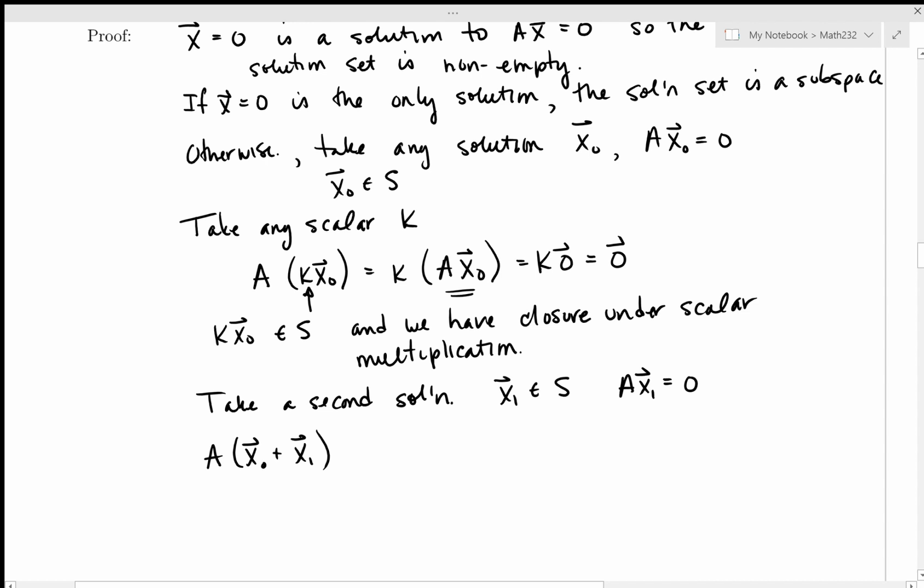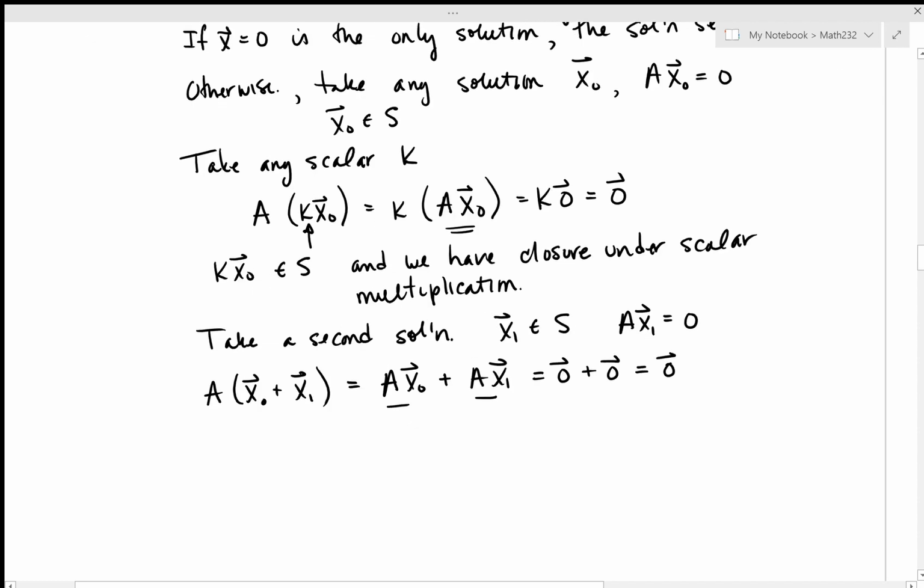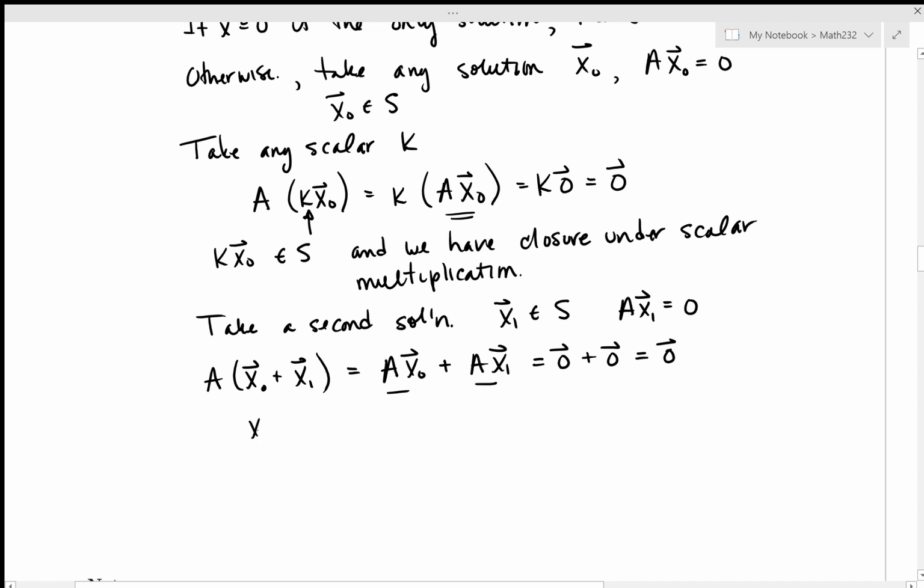I want to show that this is equal to 0, showing that x naught plus x1 is in the solution set. So I recall that I can distribute in this manner. And then we know that both of these things, x naught and x1 by themselves, are solutions. So this is equal to 0 plus 0, and that is equal to 0. So that means that x naught plus x1 is in S, and that S is closed under addition.